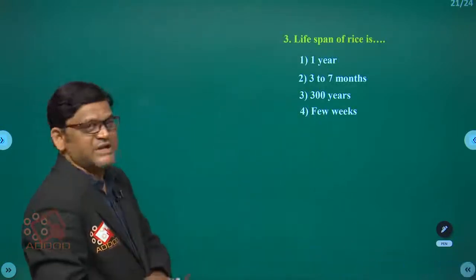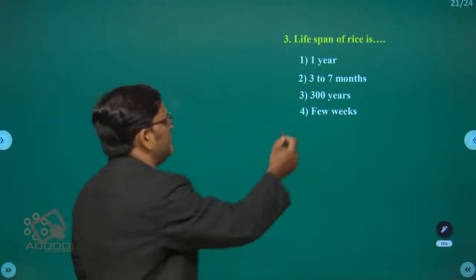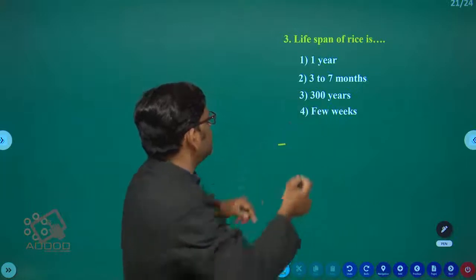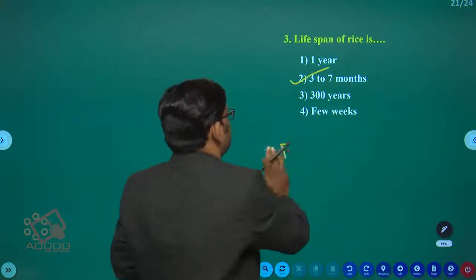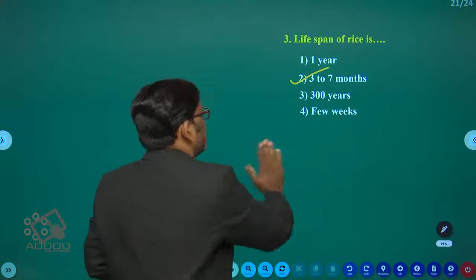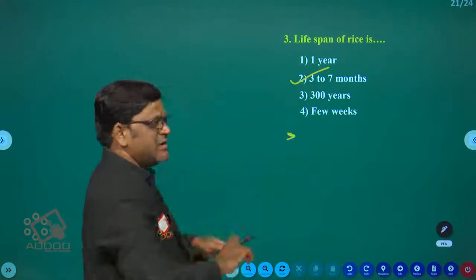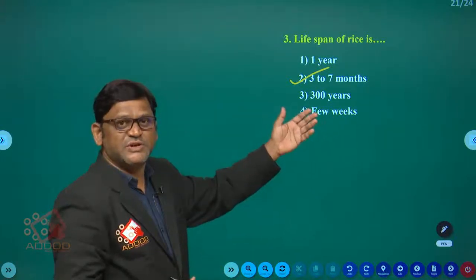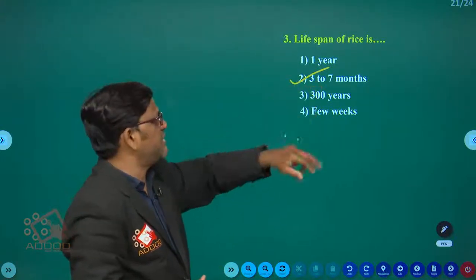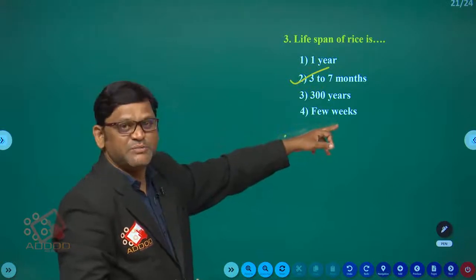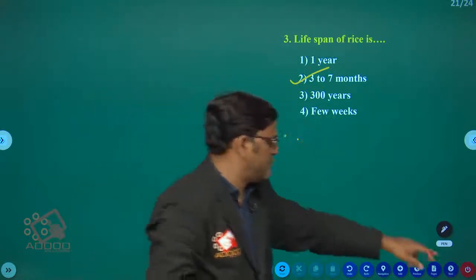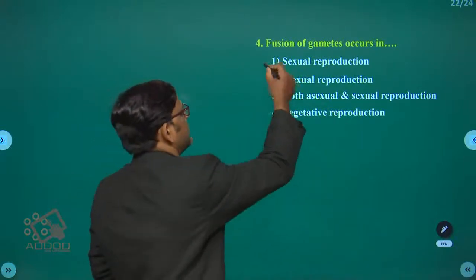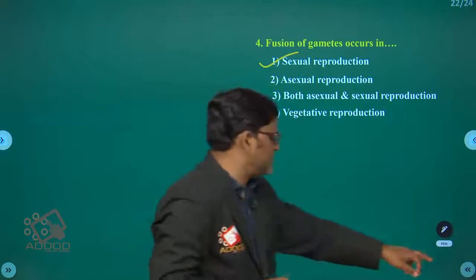Next, lifespan of a rice. What is the lifespan of a rice? Sorry, instead of saying a few weeks, it is 3 to 4 months. Some plants are few weeks, but the lifespan of rice will be 3 to 7 months. You can take the example of Ulfia, which will be some few weeks, etc. Fusion of gametes occurs in sexual reproduction only. So answer will be 1.